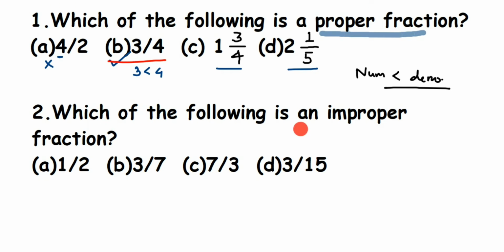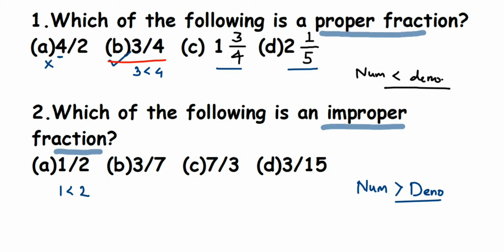Now look at the second question. Which of the following is an improper fraction? Now improper fraction is opposite to the proper fraction. In improper fraction we have denominator less than the numerator. So numerator will be greater than denominator. It's like opposite to the proper one. So whenever numerator is greater, it's called improper fractions. All mixed fractions are actually improper fractions.